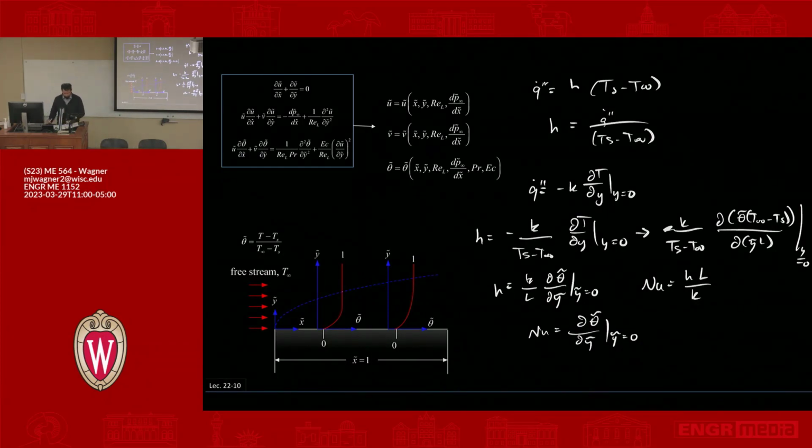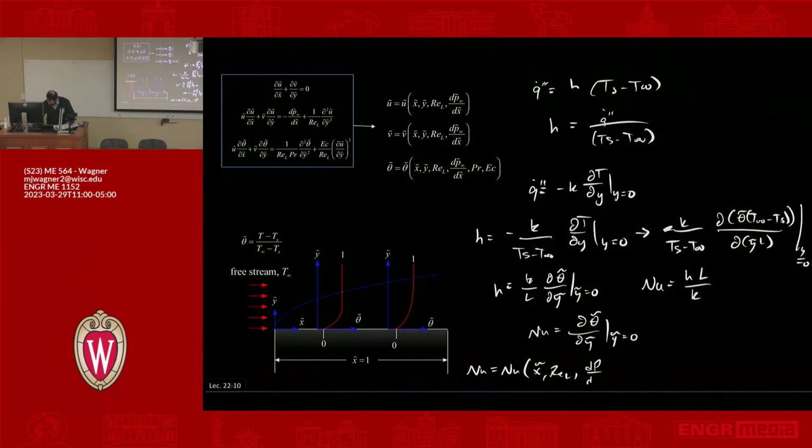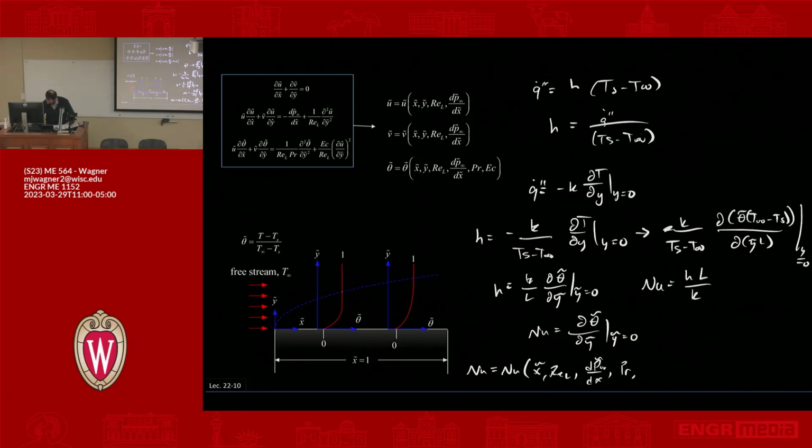So based on this, I would say my Nusselt number is a function of x, Reynolds number, dp dx, and the Prandtl number, and the Eckert number. Because we have to look at all the stuff that theta depends on. So your correlations that you're going to develop may have to account for all that stuff.